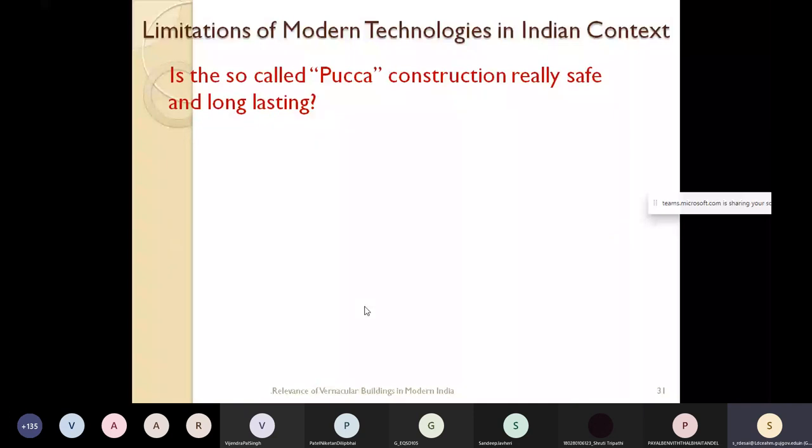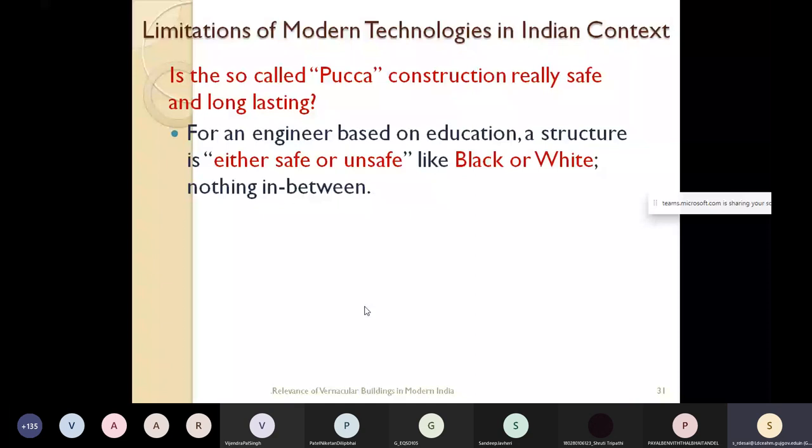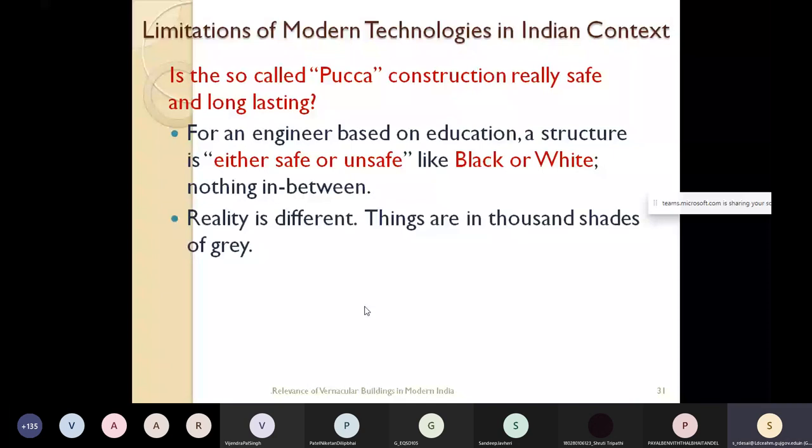All right. For an engineer, based on our education, a structure is either safe or unsafe, right? We all do this thing: WL squared by 8 divided by section modulus gives the stress, and if the stress is less than the allowable stress, then it's safe. If it's more, it's unsafe. Hey, redesign it. So it means everything is either black or white, nothing in between. But we all know that the reality is different. As they say in English, things are in a thousand shades of gray. Our buildings are neither absolutely safe nor absolutely unsafe. They range everything in between.